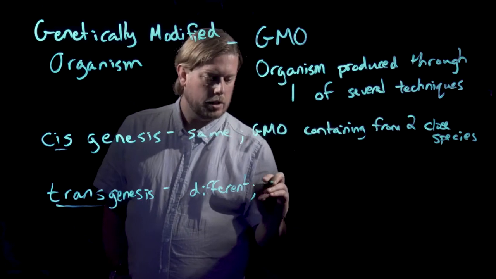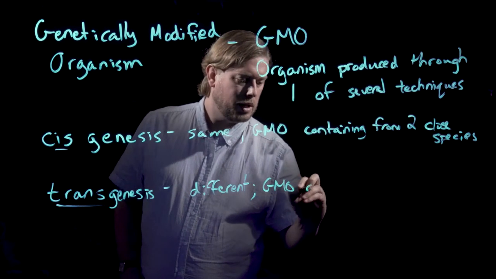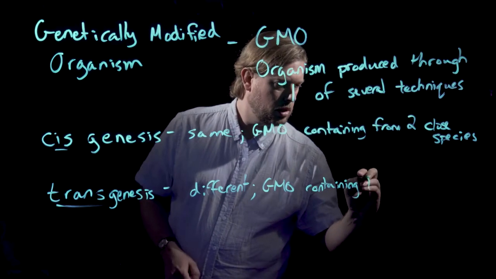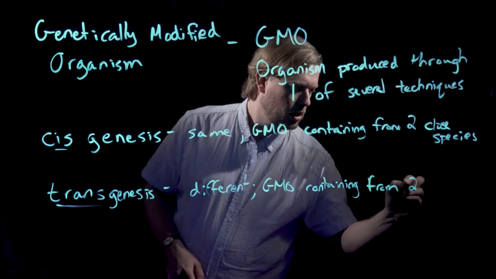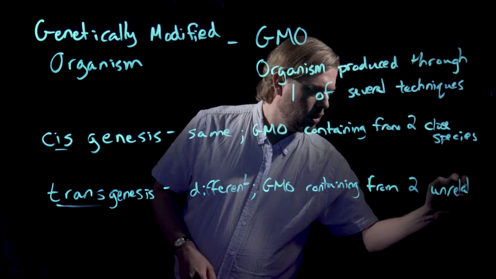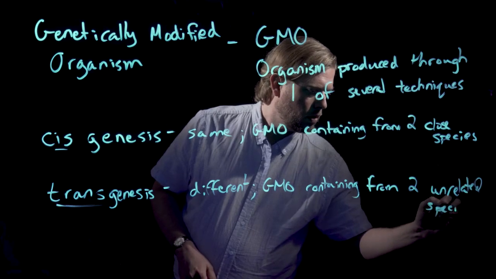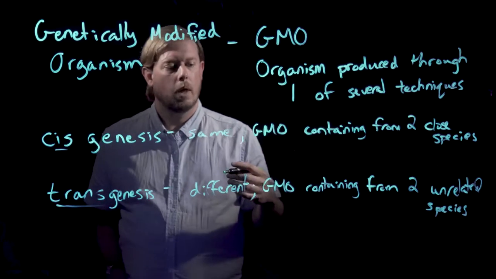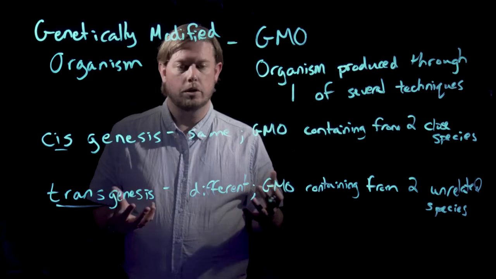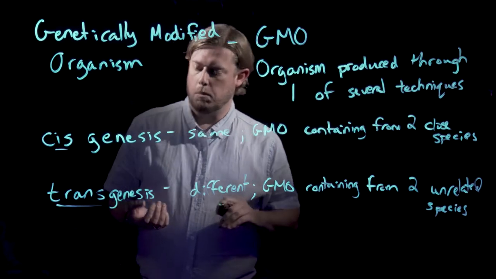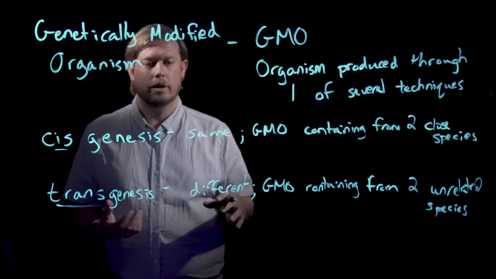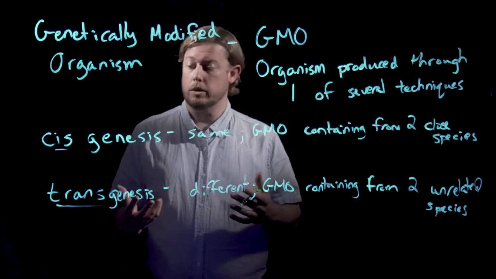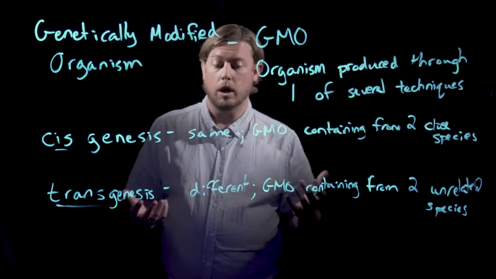While transgenesis is used to reference a GMO containing DNA from two unrelated species. Now, you'll also hear transgenesis used as a common term to broadly refer to the creation of any GMO. But when you see it in context with this cisgenesis term, it's used to specify the difference. That is, whether we're talking about DNA from closely related species or distantly or unrelated species.